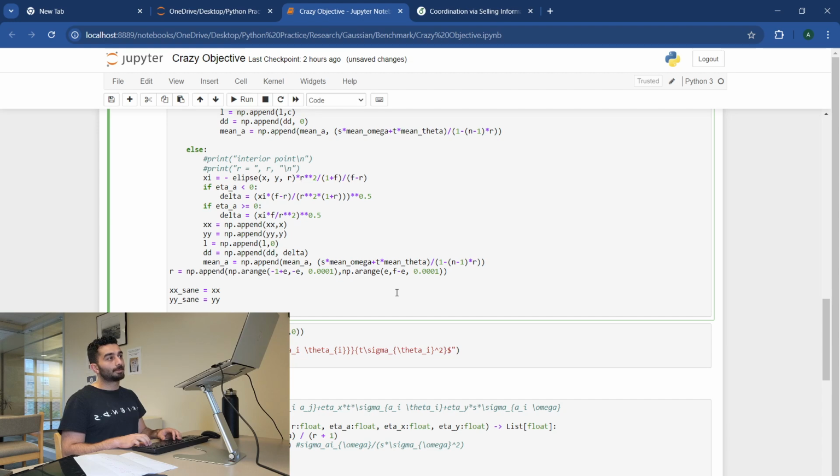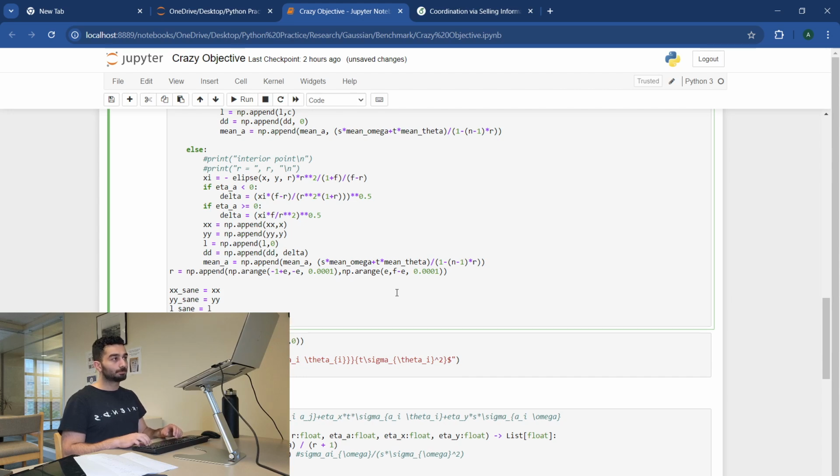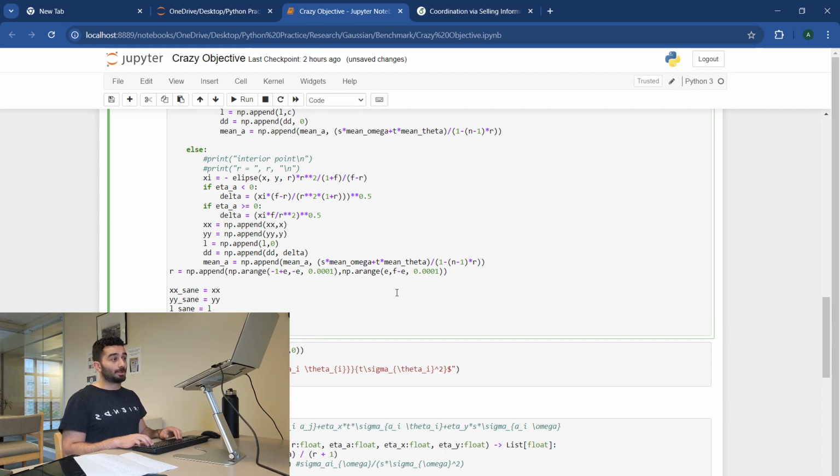Why are we appending 0? Oh, okay. L sane. Okay, we don't want them, but let's plot them. Equals L, DD, same equals DD. Mean A should not change. That's it.